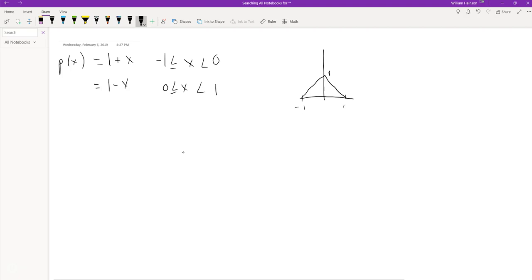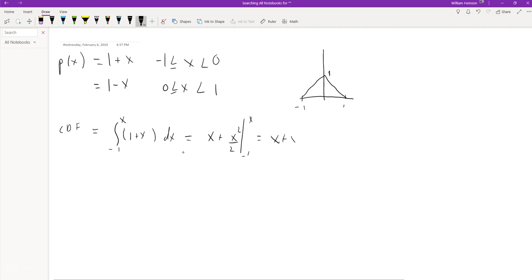The CDF is going to have 2 regions. So in region 1 here, and region 2 here. Let's find the CDF in region 1. It's going to start from -1 to some x, of 1 plus x dx. That's going to equal x plus x squared over 2, from -1 to x.